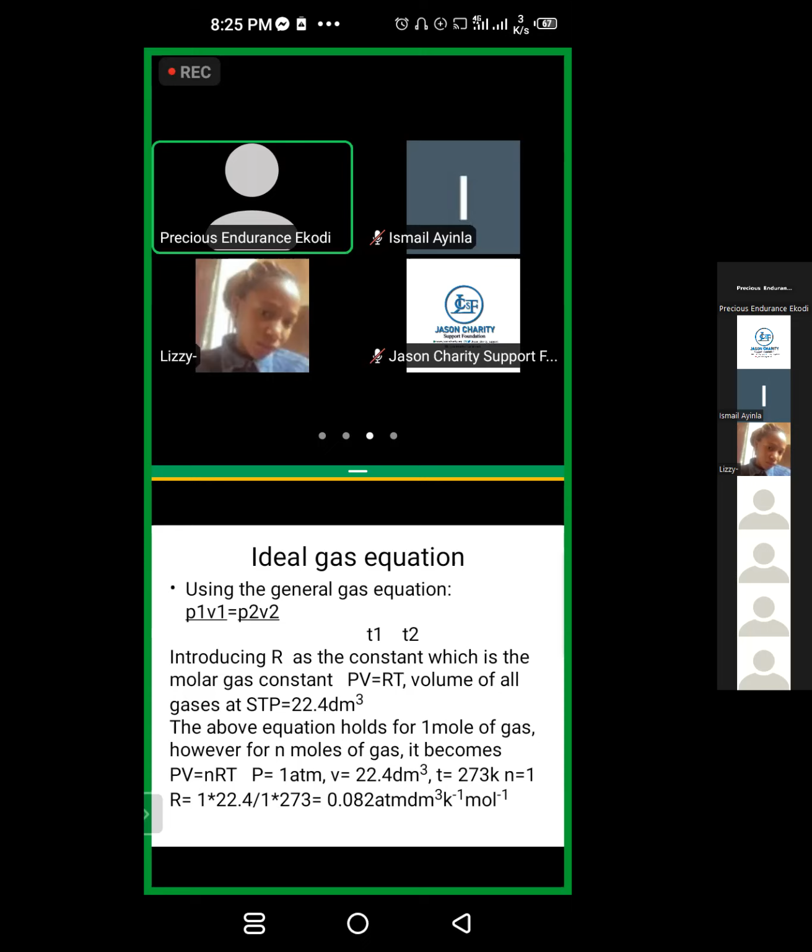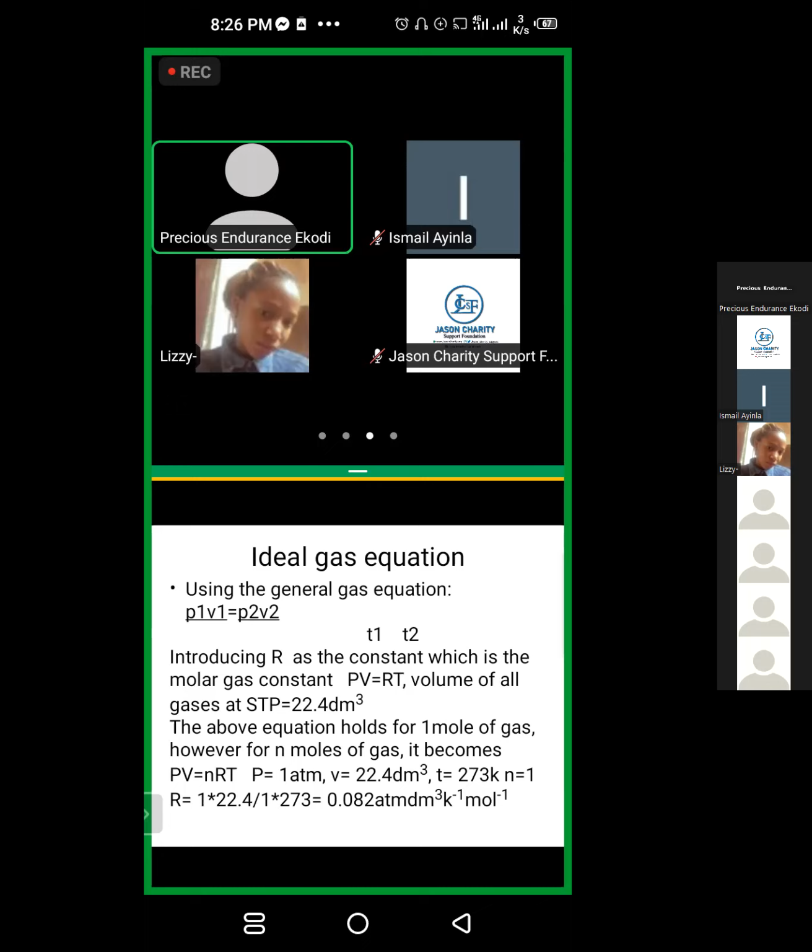Now, at standard temperature and pressure, the volume of all gases is said to be 22.4 dm cubed. Please do not forget this. It's very important. There are some questions where they do not give you the volume, but they'll just tell you that it is the standard volume. So once you see that kind of question, you know they're telling you to use 22.4.